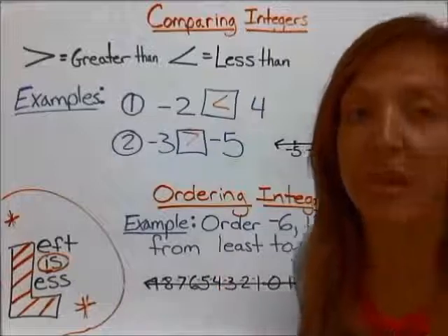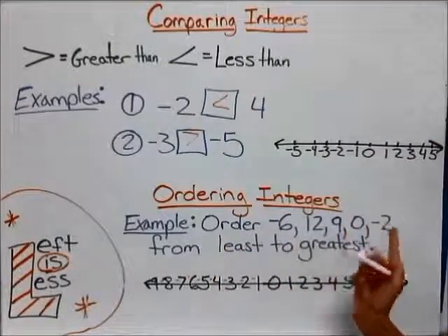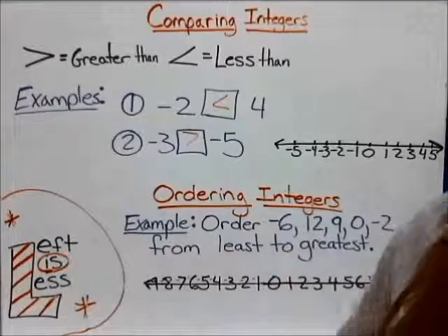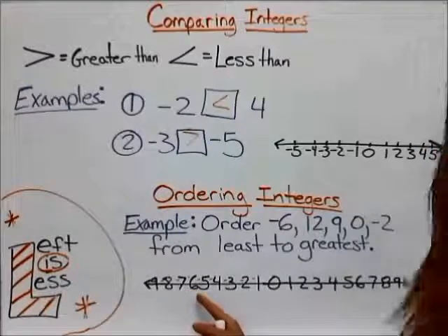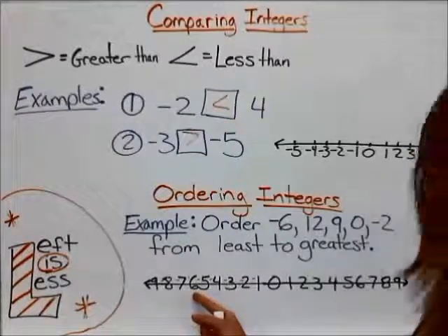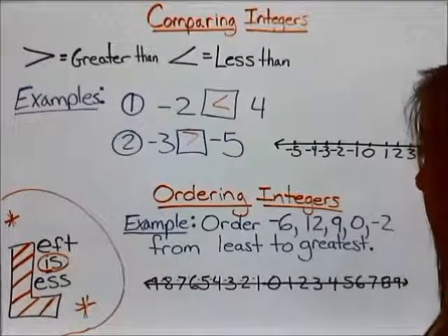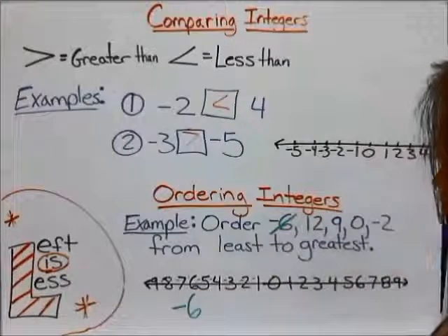Ordering integers. All right, an example. Order -6, 12, 9, 0, -2 from least to greatest. So let's put these in order from least to greatest. Let's look to see which one is farthest to the left. -6 is all the way down here, so I'm going to say -6 is farther to the left, and that's the least. And I'm going to check it off.